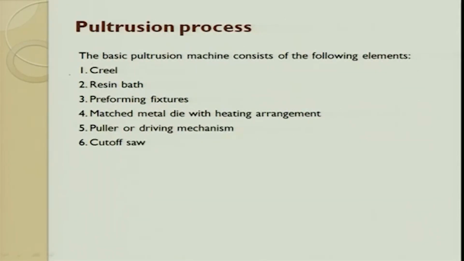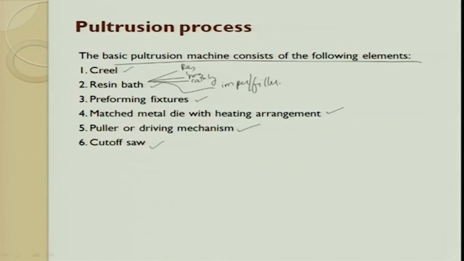So, the pultrusion process basically consists of the following elements: the reel and the resin bath, preforming fixtures, matched metal die for the extrusion, then the puller which pulls, and then the cutting saw. The cut off saw measures the required distance and cuts. Then the resin bath, where you have the resin. When I talk about the resin, you will have a mixture of resin, hardener and catalyst. You can also have other impregnations, or fillers, if you want to add them.